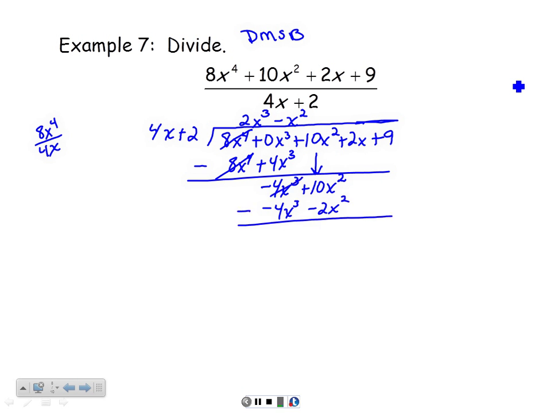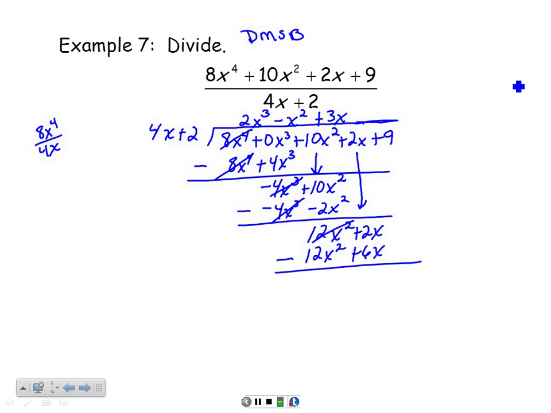Subtract. Negative 4x to the third and positive 4x to the third, because double negatives go to plus, they go away. 10x squared minus a negative 2x squared is going to give you 12x squared. And then we're going to bring down the 2x. Keep going. So divide 12x squared by 4x, and that's going to give you 3x. Multiply that around. 3x times 4x is going to give you 12x squared. And then 3x times 2 is going to give you 6x.